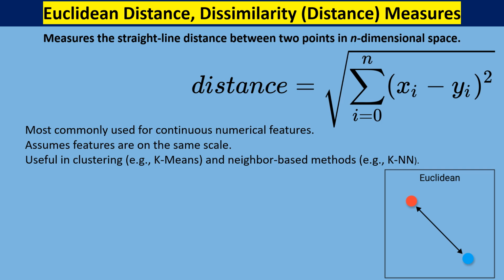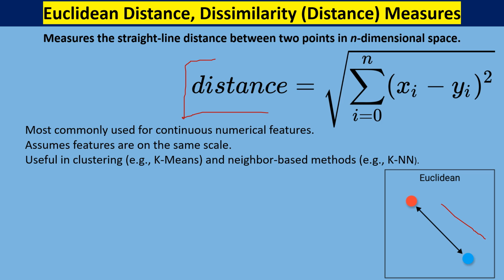Euclidean distance dissimilarity is mostly used for continuous numerical features. It assumes features are on the same scale. Euclidean distance is the most commonly used metric for continuous numerical data. It represents the straight line, or as the crow flies, distance between two points in Euclidean space.